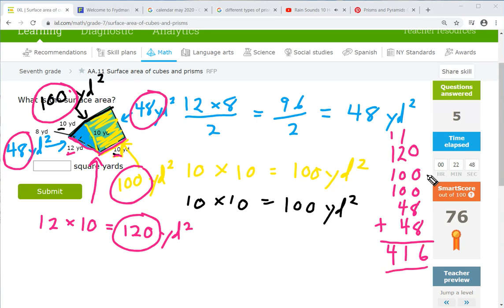This is square yards, square yards, square yards, square yards, square yards. Anytime that we add things, you can only add things that have the same units. And when you do add them, the units of your answer are the same as what you added. So that's going to be 416 square yards.